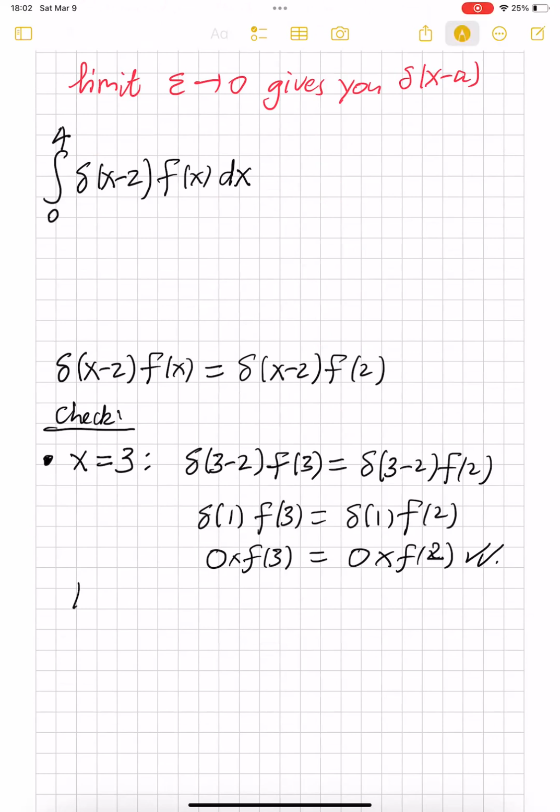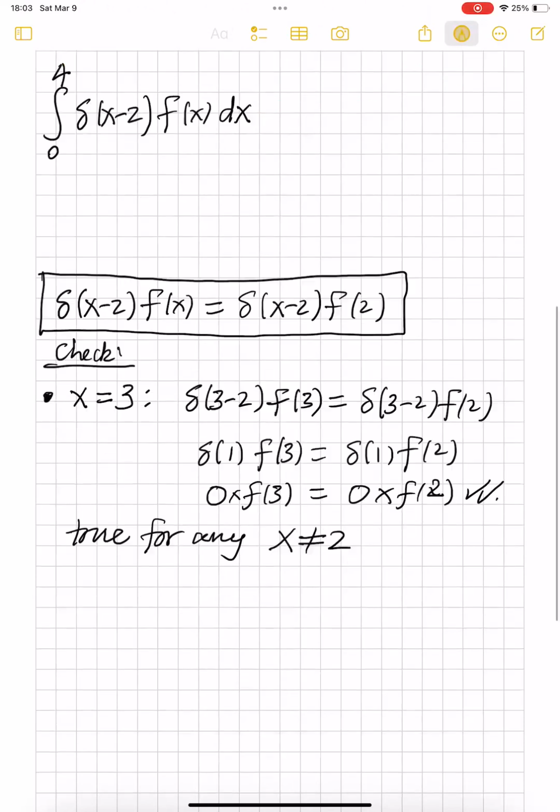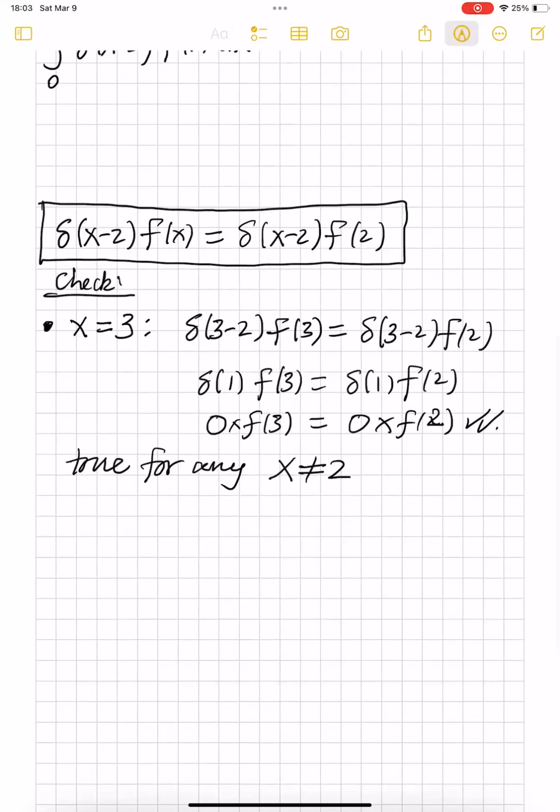So this argument is true for any x which is not equal to 2. Okay? So, in fact, this equation that we want to prove, we've already proved it for all values of x not equal to 2. So the only thing we have to do now is check what we get when x is equal to 2. Okay? So let's plug in x as 2.